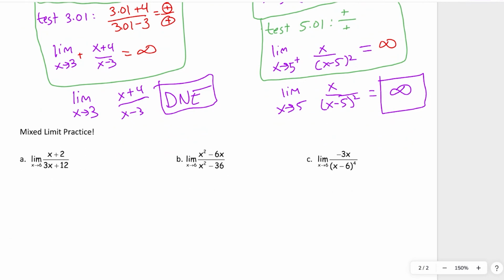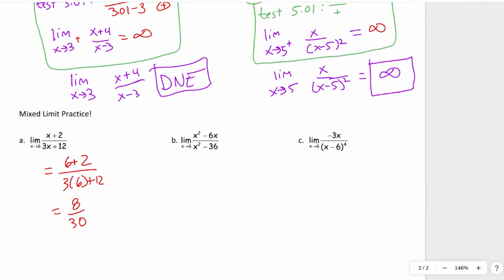But here, if I just plug in 6, then I have no issues. It's not going to be a divide by 0 problem or anything like that. So this is just going to equal 6 plus 2 over 3 times 6 plus 12. So 8 over 18 and 12 is 30. It should be 4 over 15, although I'm fine with you writing 8 over 30. 8 over 30 is a great answer. Perfect answer.